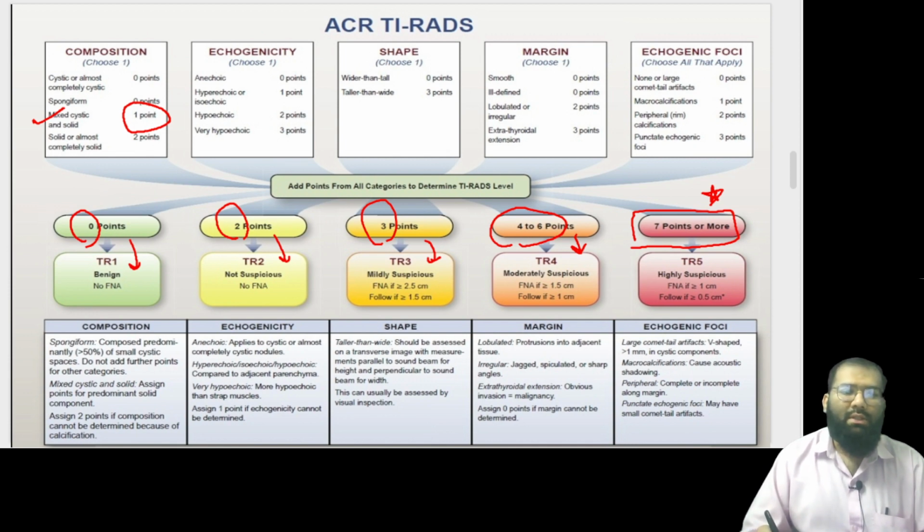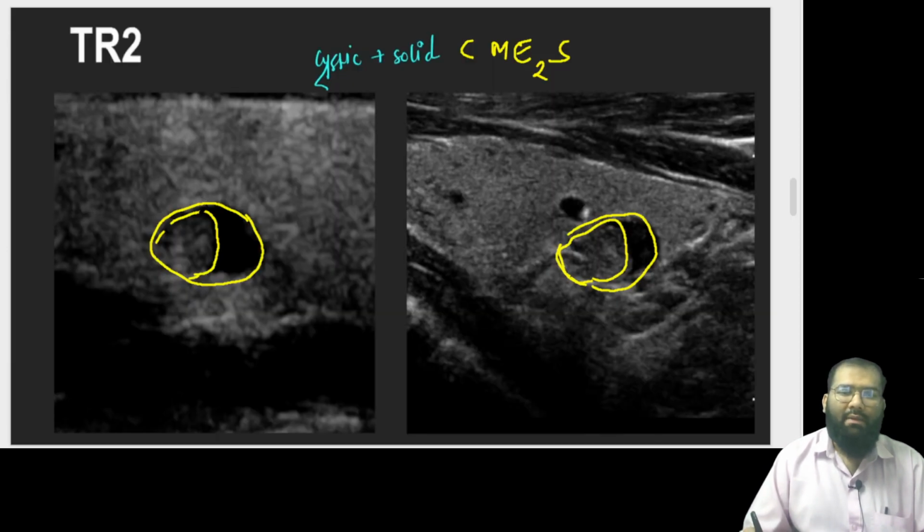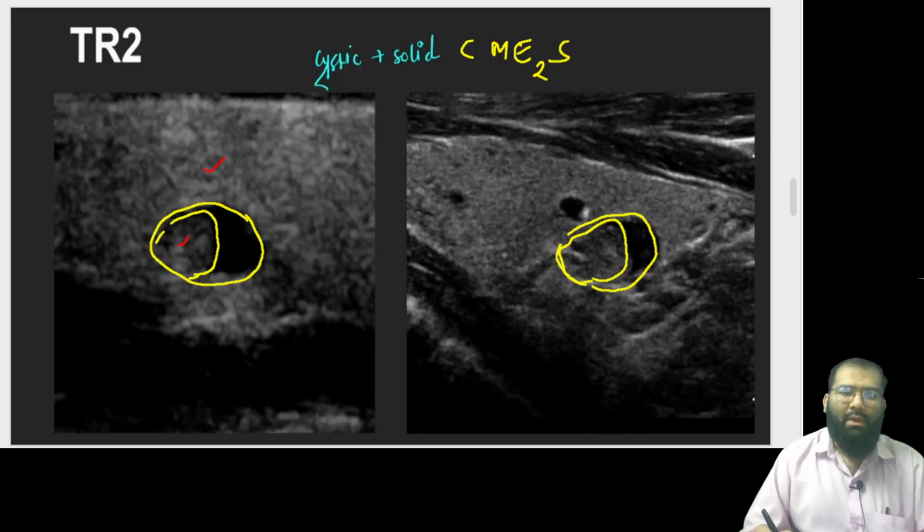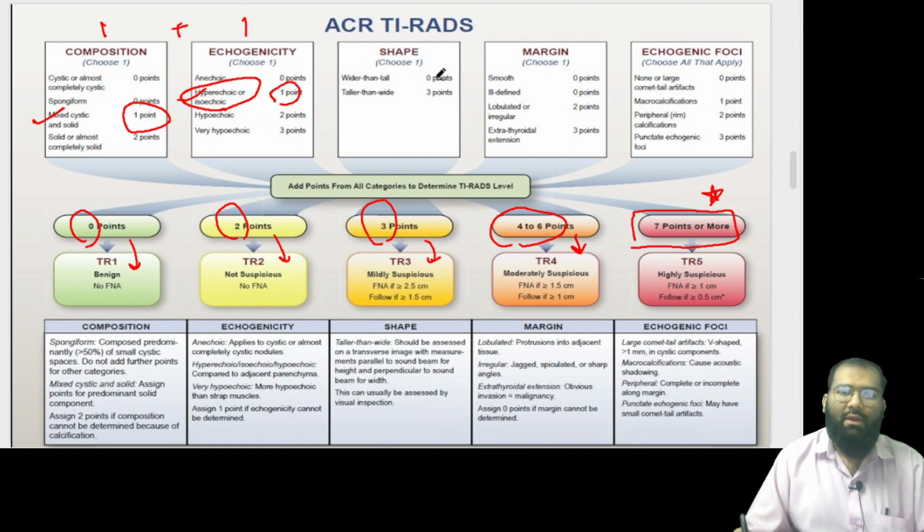Now if you see the echogenicity, how is the echogenicity? This is almost the same as that of thyroid. So this is isoechoic, correct? So in echogenicity, this is isoechoic, and isoechoic will have 1 point. So 1 point for composition, 1 point for echogenicity. Now how is the shape? If you see the shape, it is wider than taller. So 0 points for shape.